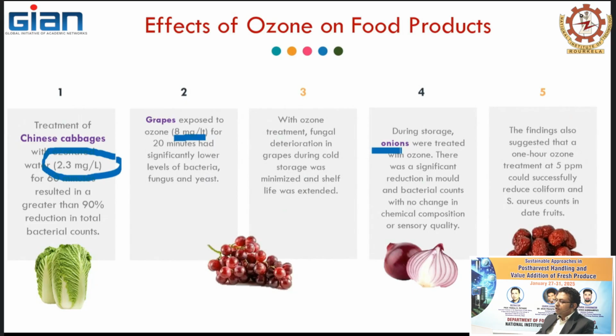Even for onions, nowadays ozone is commonly used, particularly because, when we are talking about bacterial counting, it has the property to bring it down, with no major changes happening to the composition as well as the sensory properties. Even for dates, they show a concentration of 5 ppm to maintain the quality of the dates.